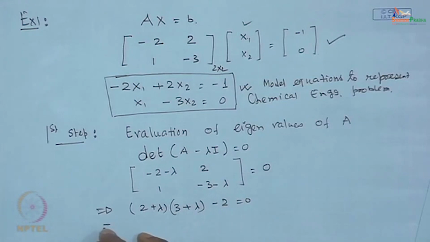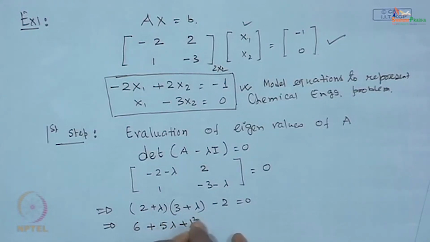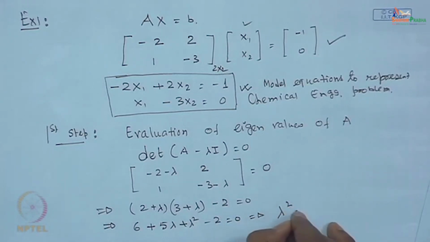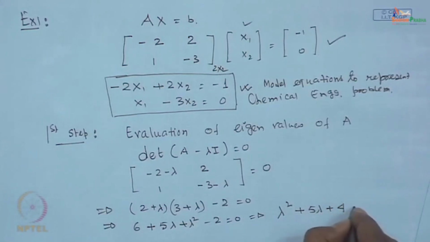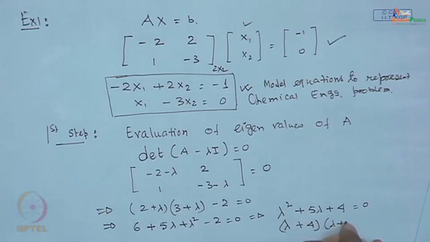So, it will be a quadratic: 3 into 2 is 6, plus 3 lambda plus 2 lambda is 5 lambda, plus lambda square, minus 2 is equal to 0. So, you will be getting lambda square plus 5 lambda plus 4 equal to 0. This is a quadratic equation. You can get the roots as lambda plus 4 into lambda plus 1 equal to 0. So, two eigenvalues are obtained as minus 4 and minus 1 in this case.